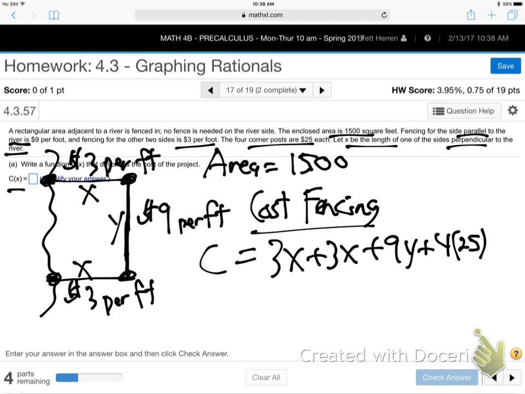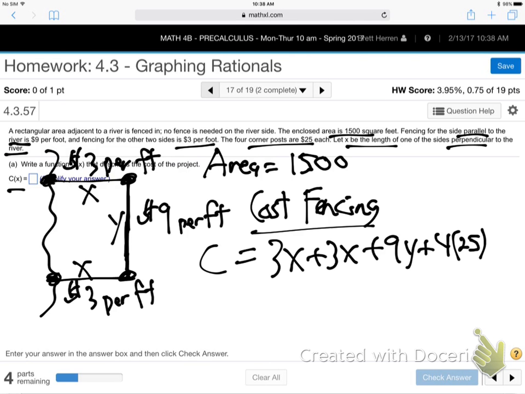That's the cost of the fencing. We just got to make it all X now. But so far so good. Does that make sense? Because the fencing down here is $3 per foot. If you had 10 feet, it would be 3 times 10. So we have X feet, so it's 3 times X, and that's 3 times X. And the right side is $9 per foot, Y feet, 9 times Y. Add those up, plus the 4 corner posts, $25 each. 4 times 25, $100. So there's the total cost of building the fence to contain the critters.